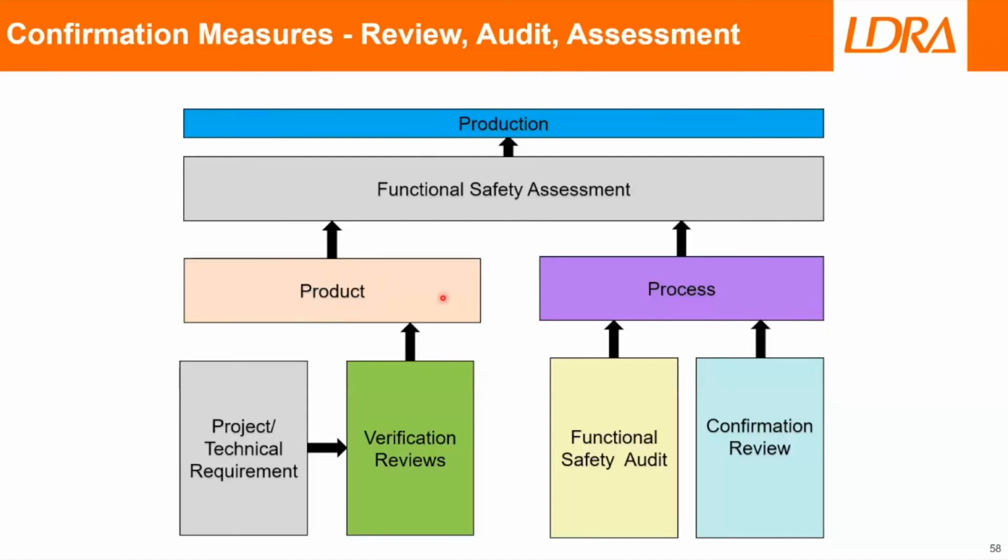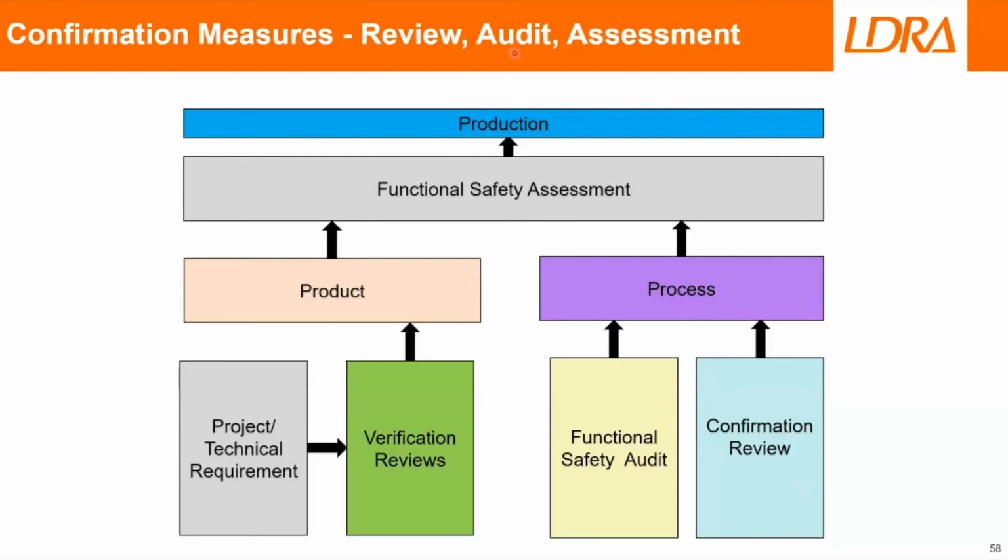And when you look at the process, you need to ensure that you are following the life cycle defined by your process activity, and the evidences which are required by the process activity, you are able to generate it. So you may need to do functional safety audits and confirmation review. So confirmation review is basically to ensure that the evidences are available and it is good enough to be used as a process evidence. And functional safety audit is nothing but to ensure that the process activities are completed and you are not deviating from any of the tailored process activity.